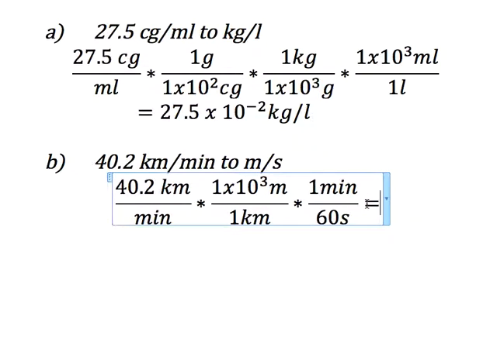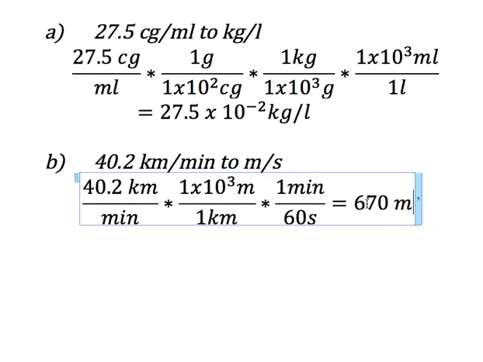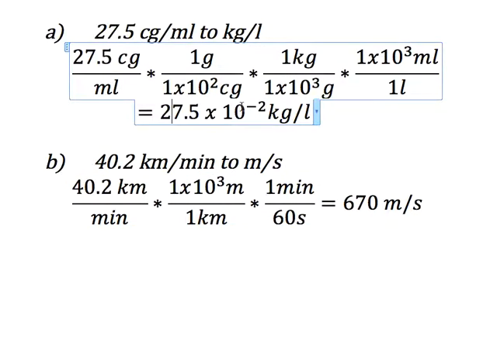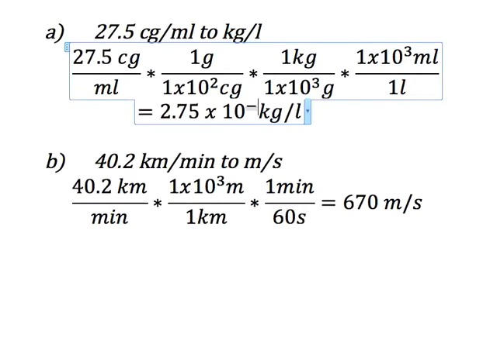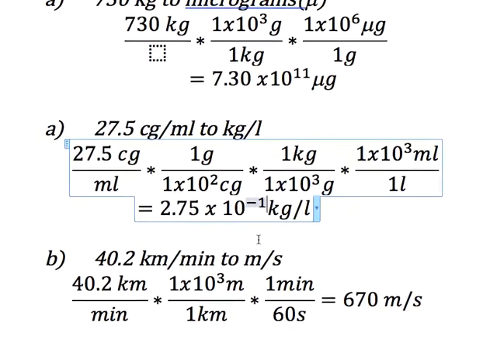On this one, I'm going to have to pick up my calculator. 40.2 times 1,000, divided by 60. And I get 670 meters per second. I did notice up here that I didn't change this scientific notation like I should have, so I'm going to correct that. Put the decimal point, move it over 1, which means this is also going to change by 1. There we go. I think we're all good there.